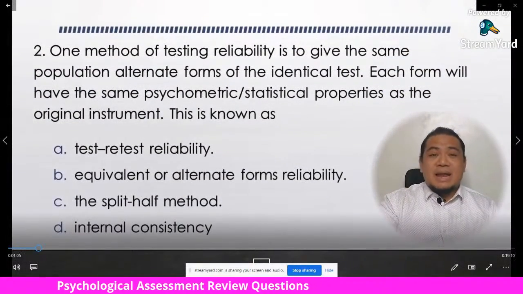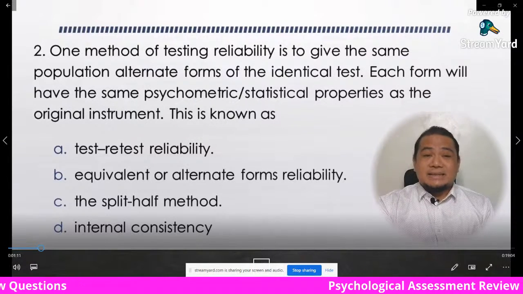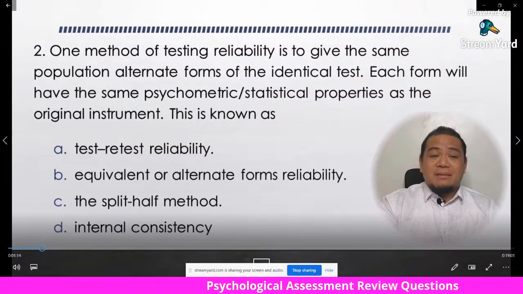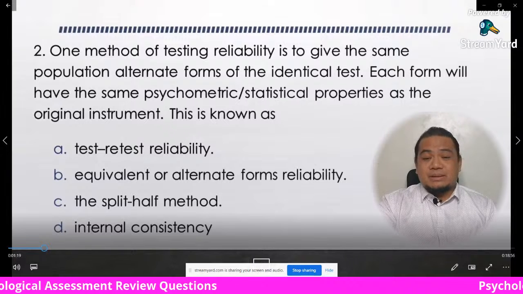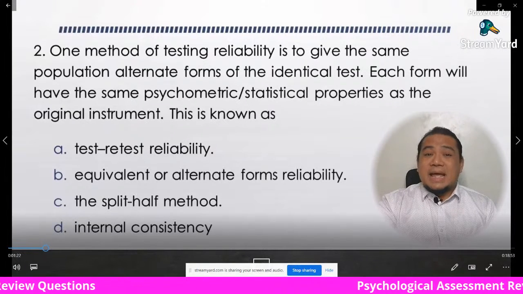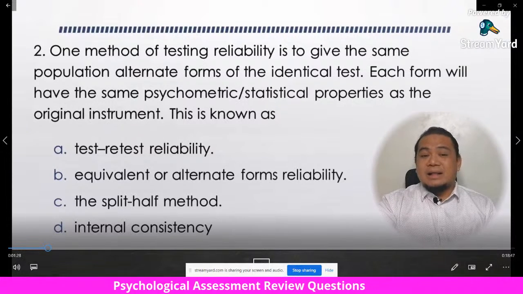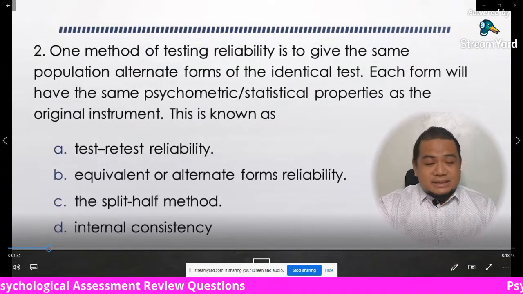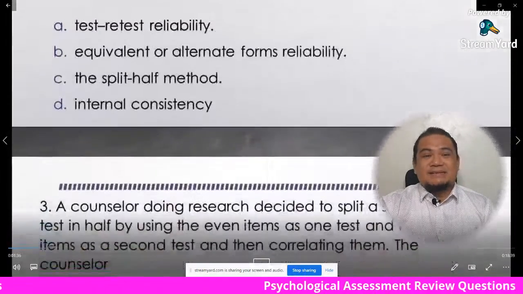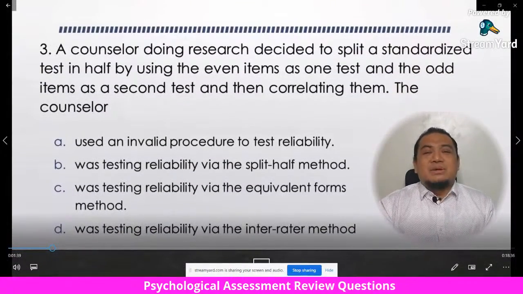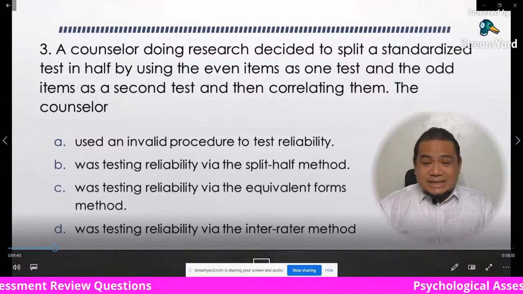Number 2. One method of testing reliability is to give the same population alternate forms of identical tests. Each form will have the same psychometric or statistical properties as the original instrument. This is known as A, test-retest reliability, B, equivalent or alternate form reliability, C, the split half method, or D, internal consistency.